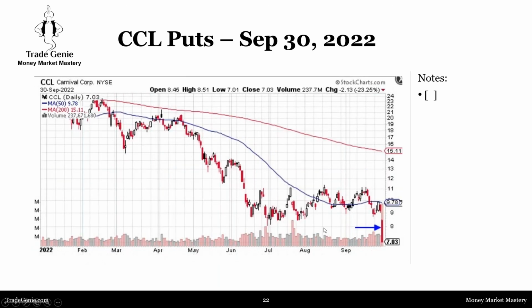CCL puts. So now the cruise stocks are just tanking. So when we're looking at CCL, we also look at RCL, we also look at NCLH, and then make up our mind which one is looking good. So this one is just getting clobbered. It was 24 on the left side, now it's just trash. So this was a nice consolidation zone.